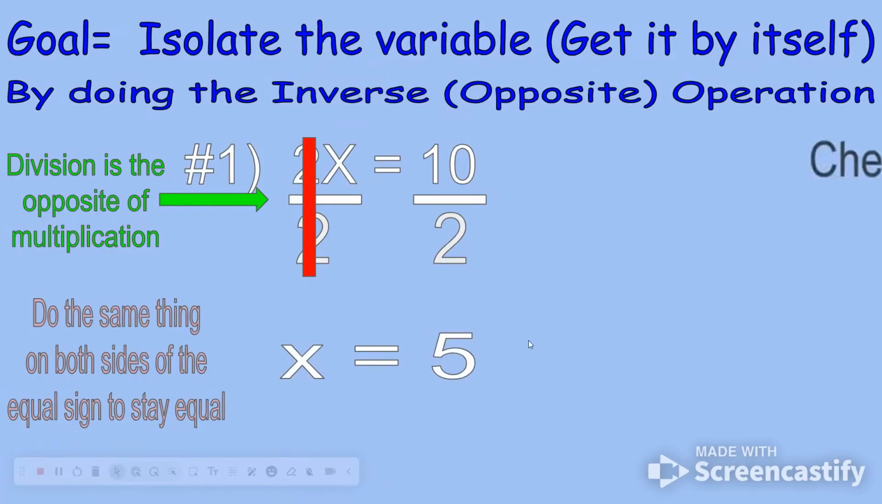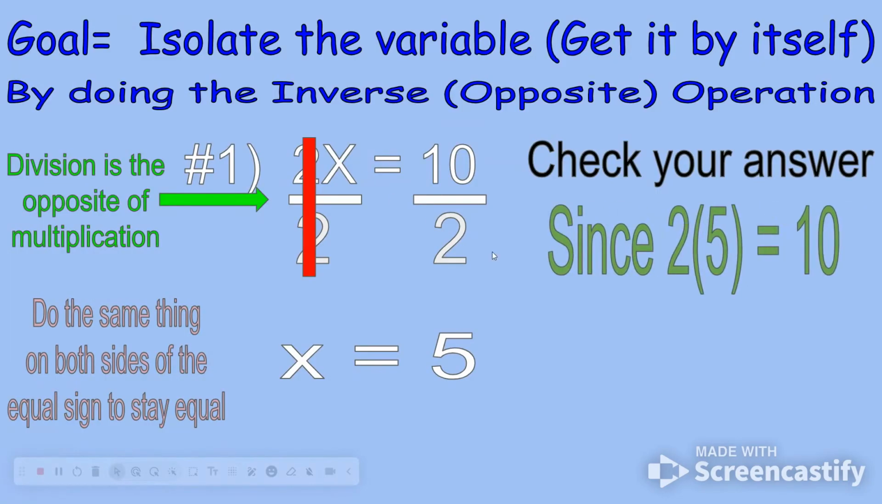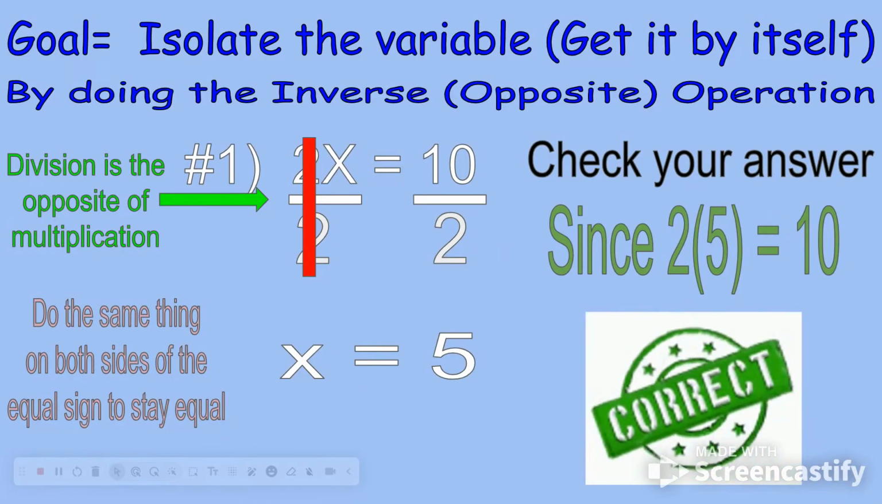The good thing about equations is we can always check to see if we're right. If I find out that x is 5, to check it, I just plug my 5 in for x. So instead of 2 times x equals 10, we think of it as 2 times 5 equals 10. And since 2 times 5 equals 10, we're good. That is the correct answer.